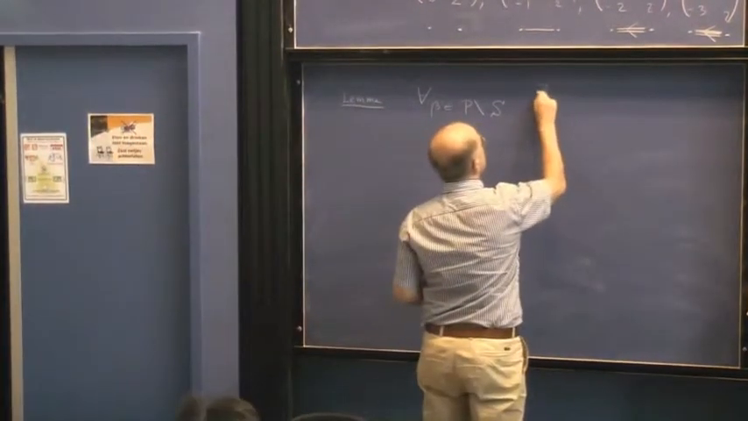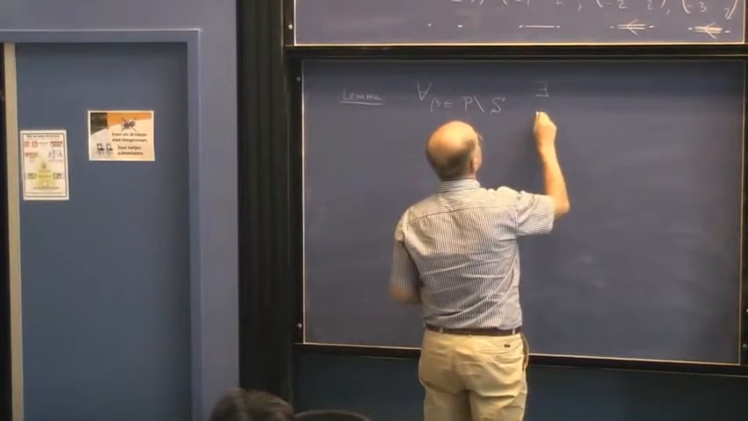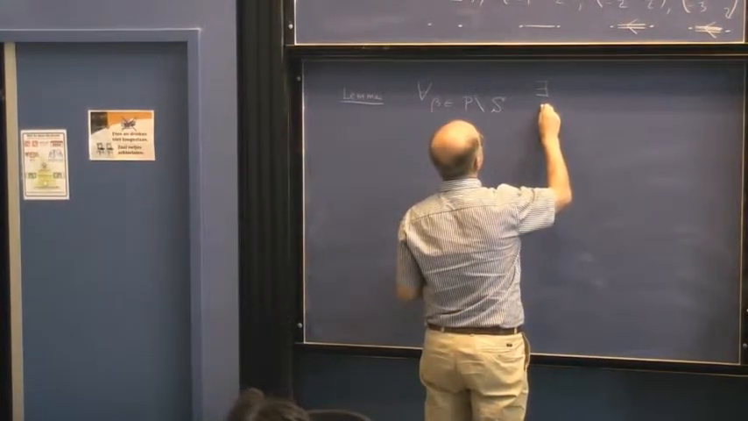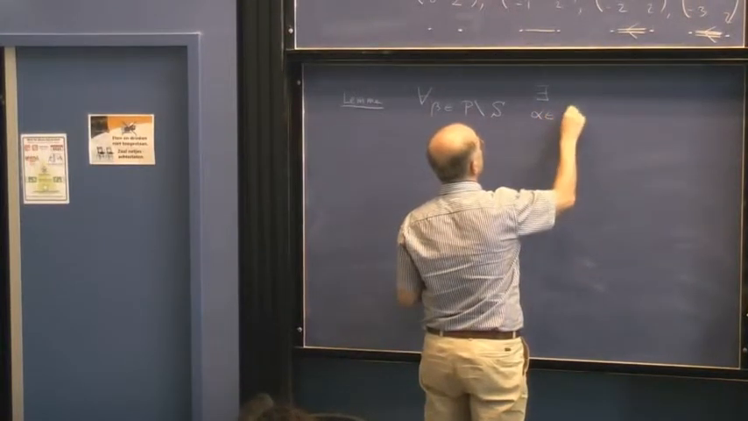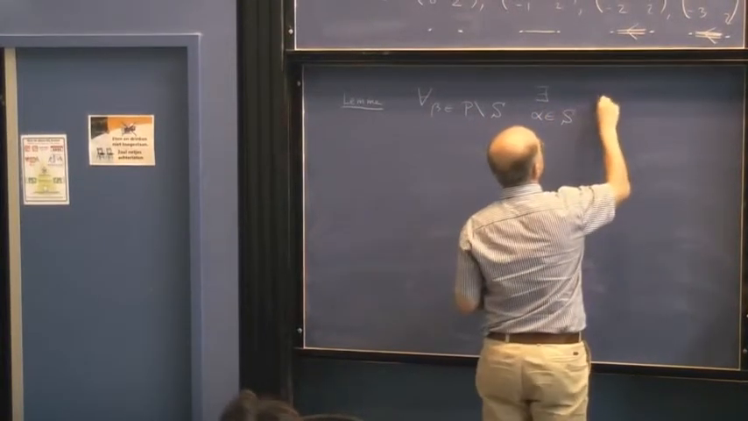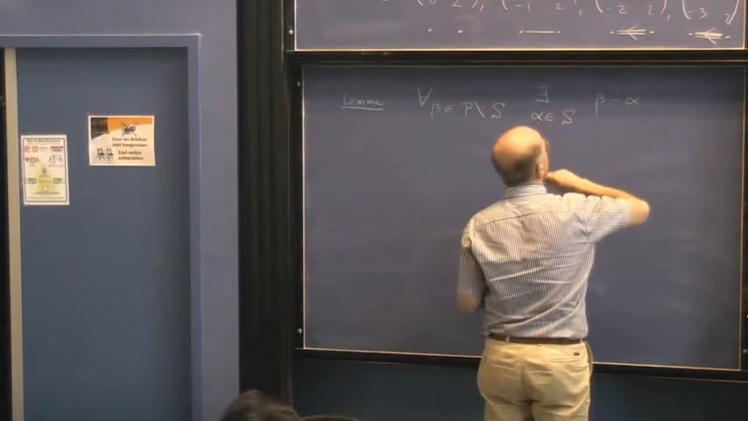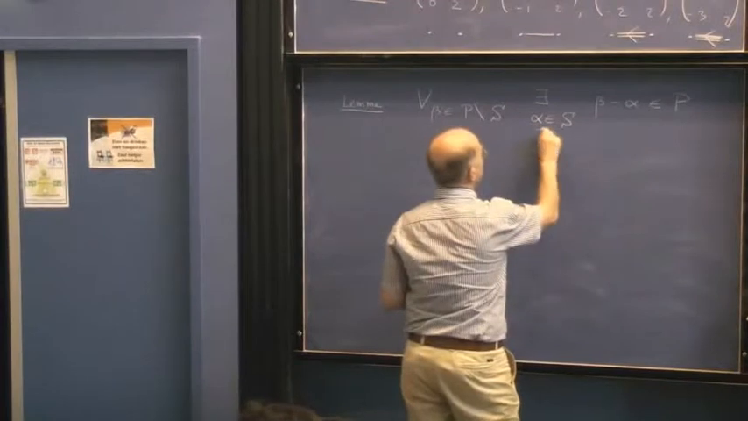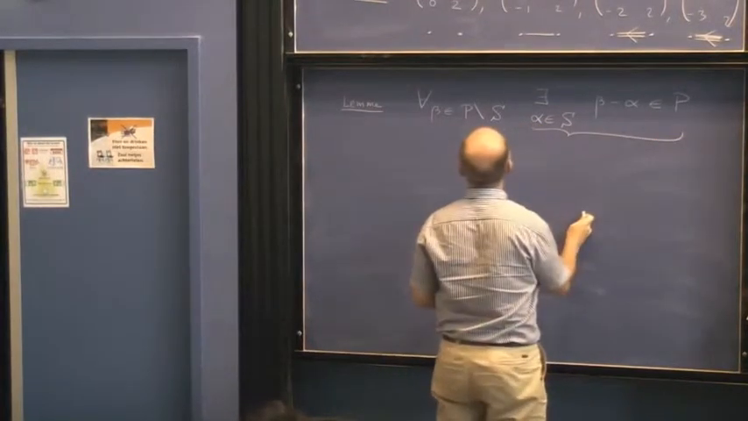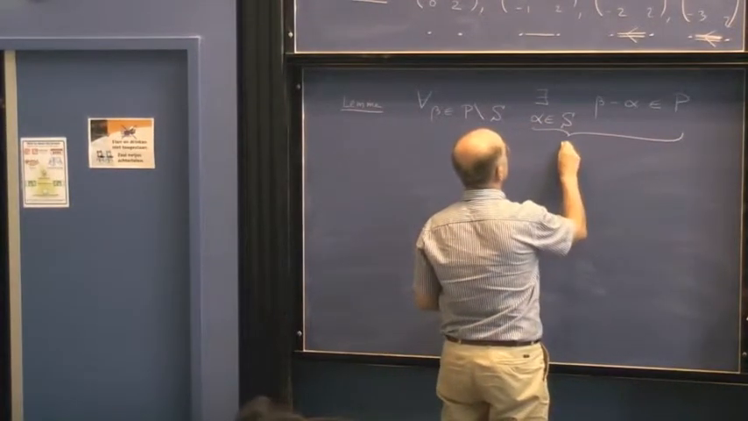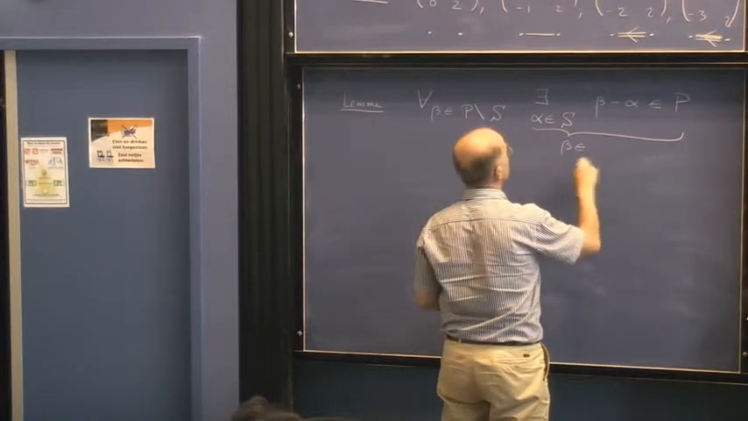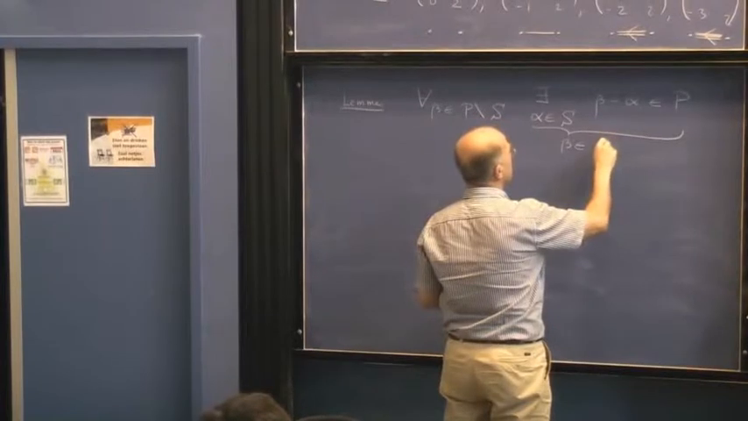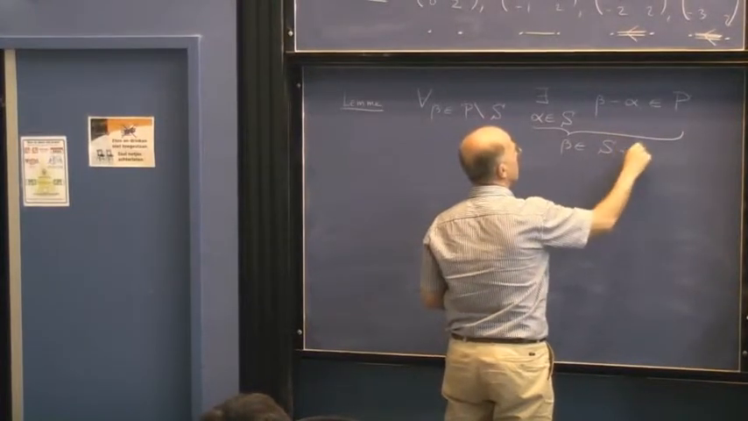So there exists a simple root alpha such that beta minus alpha is a positive root. So another way of saying this is that beta belongs to those roots that can be written as a sum of a simple root and a positive root.